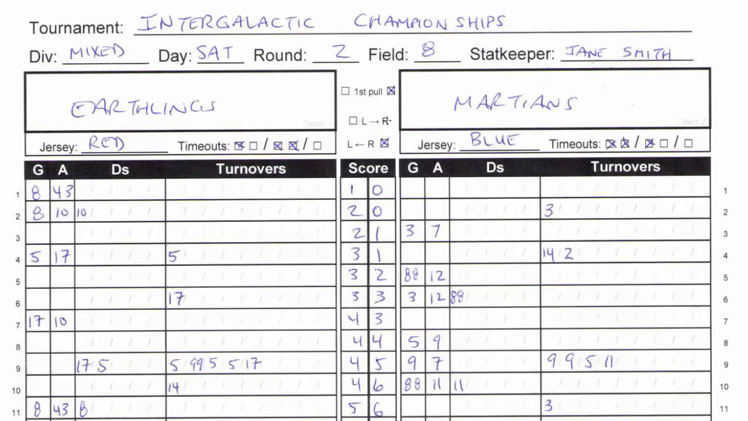The Martians are pulling to the Earthlings to begin the game, so the Earthlings start on offense. The Earthlings receive the pull and move the disc swiftly and effectively up the field, scoring the first point of the game. Record the number of the player who caught the goal, number 8, in the G column. Record the number of the player who threw the goal, 43 in this case, in the A column. Note the score as 1-0 in the center score column. Since the Martians made no plays during this point, I like to draw a light line through the field, not shown on your example, to keep me from accidentally entering stats on this line.